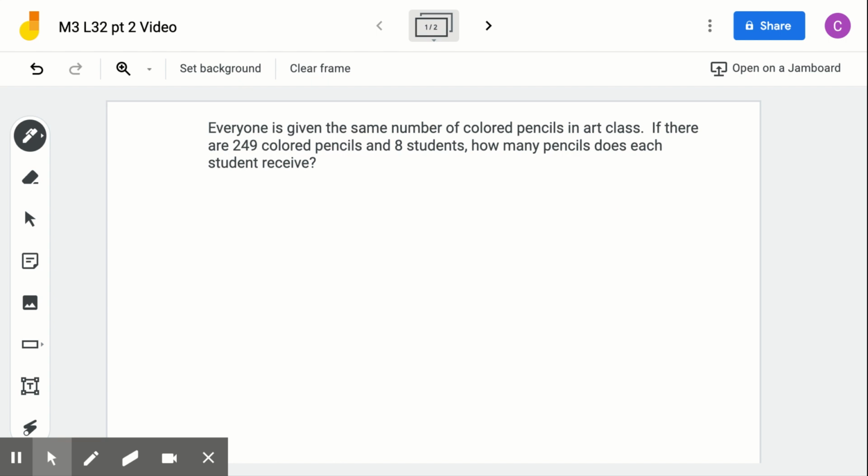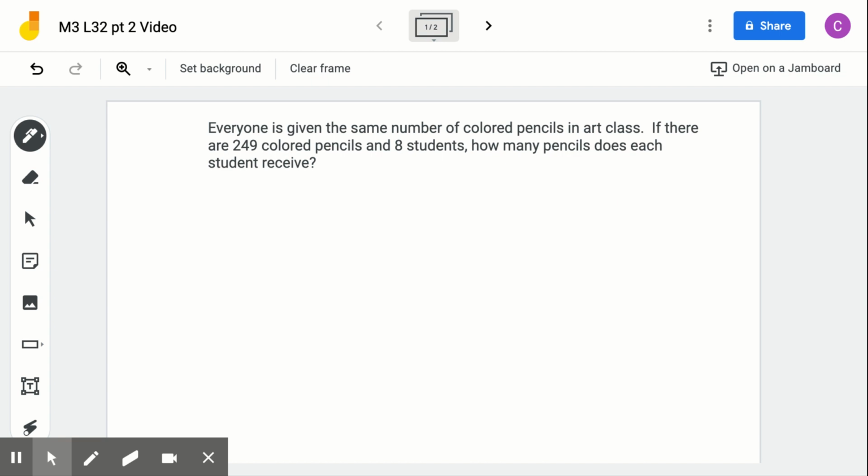I'll read this one more time for us. Everyone is given the same number of colored pencils in art class. If there are 249 colored pencils and 8 students, how many pencils does each student receive?